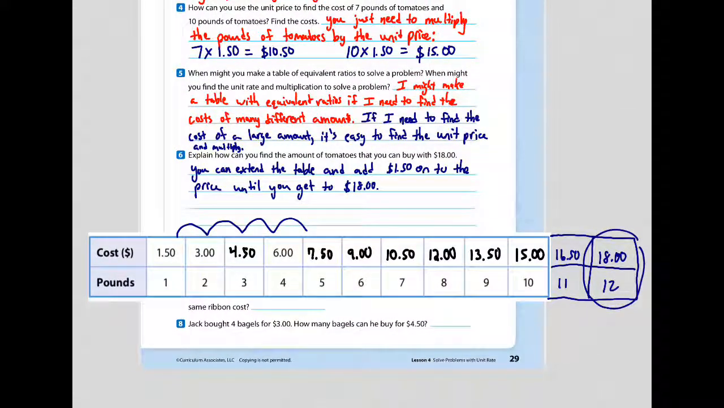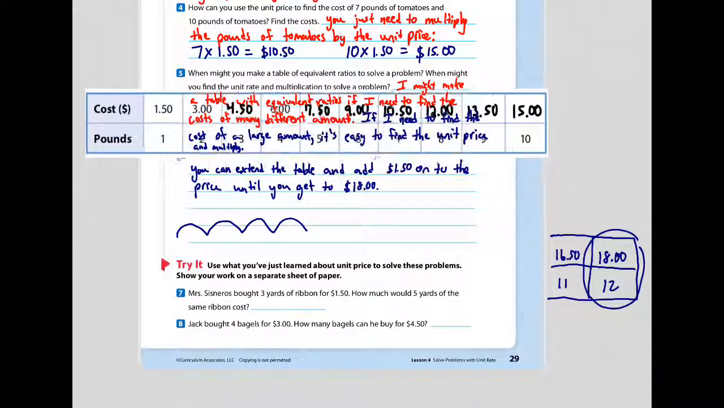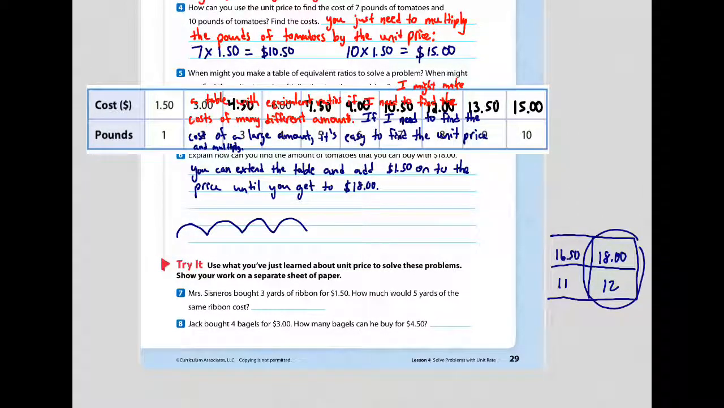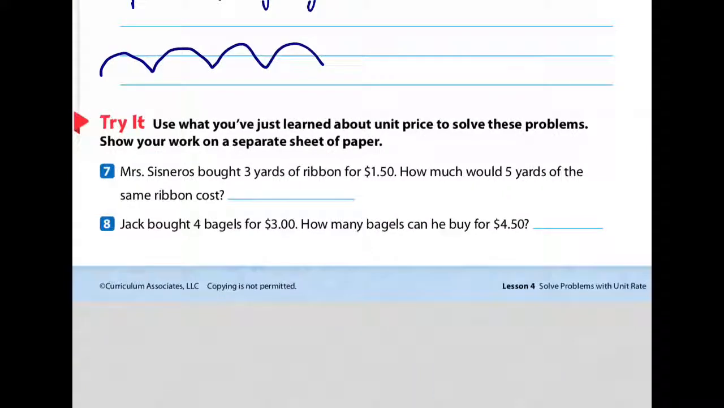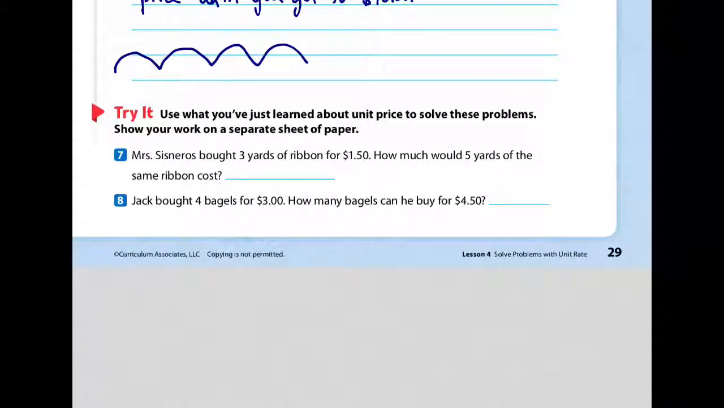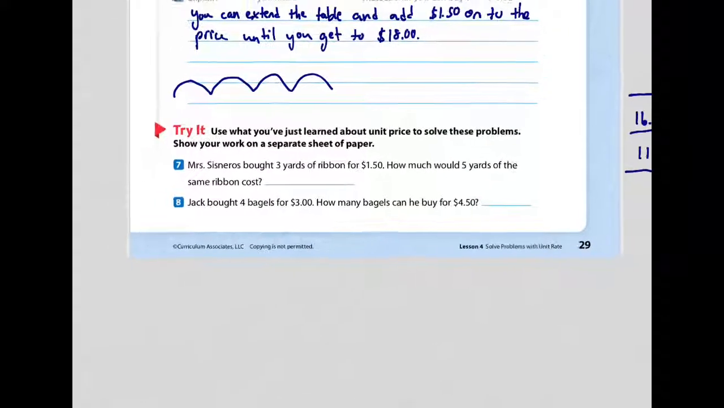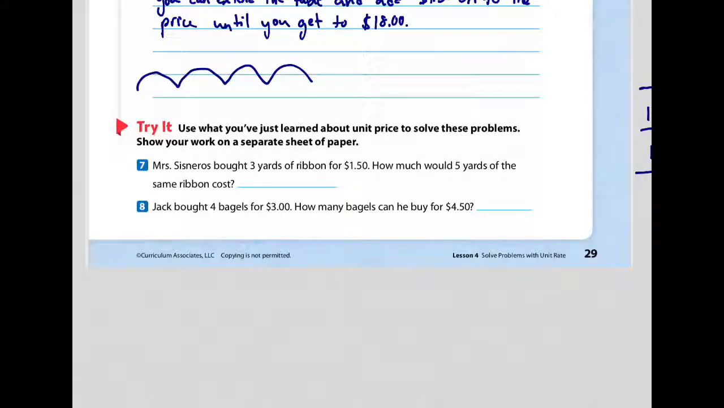Okay, so now you are done with me. Let me move this table out of the way here. You are done with me for those questions. But now, here's the last thing you are going to do. You are going to do 7 and 8 on your own. Now, these have nothing to do with tomatoes. These are two different situations. You can make a table, but you need to show your work somewhere, whether it's on a separate sheet of paper. So let's read the directions.